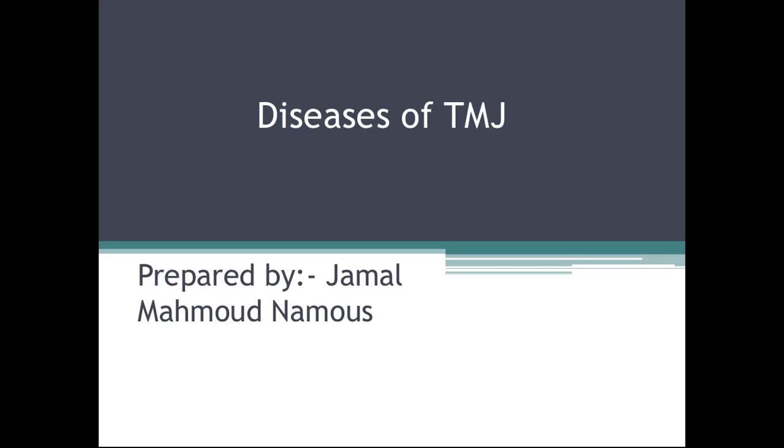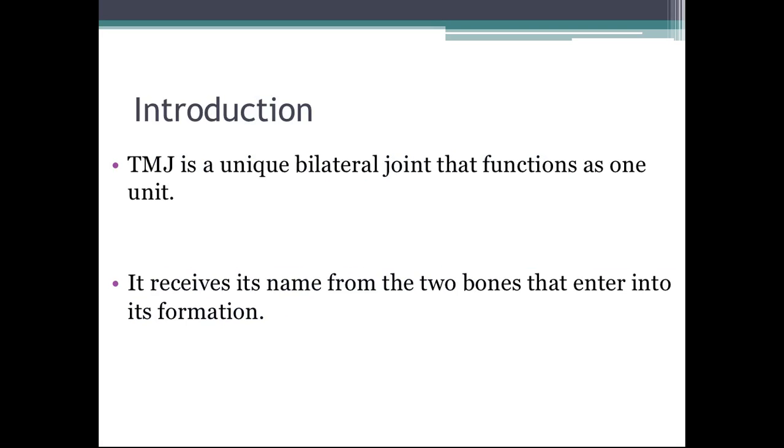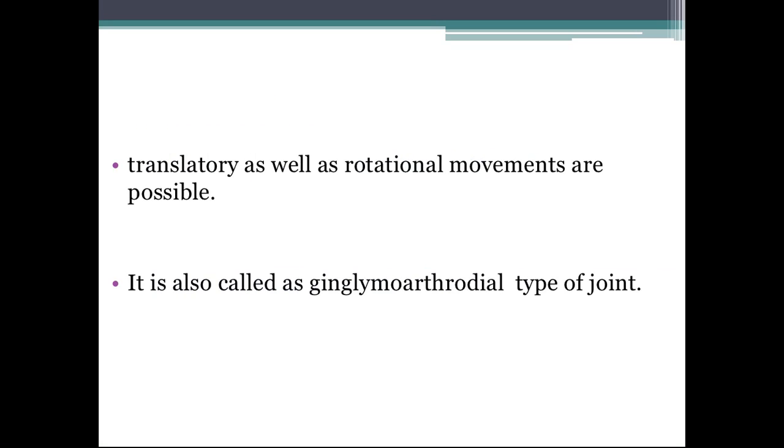About diseases of the TMJ. Introduction. TMJ is a unique bilateral joint that functions as one unit. It receives its name from the two bones that enter into its formation, the temporal and mandibular bone. Translatory as well as rotational movements are possible. It is also called a ginglymoarthrodial type of joint.